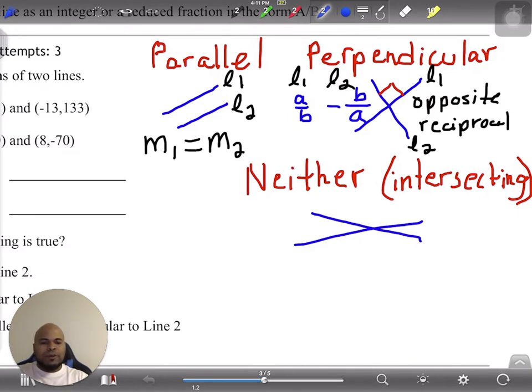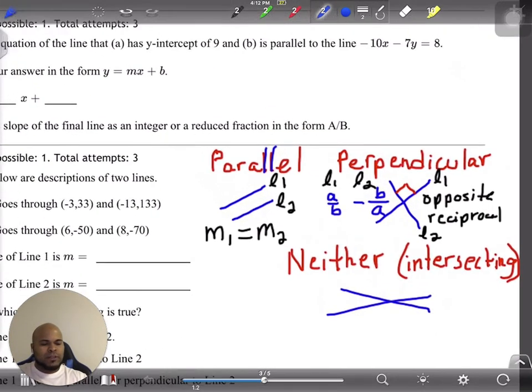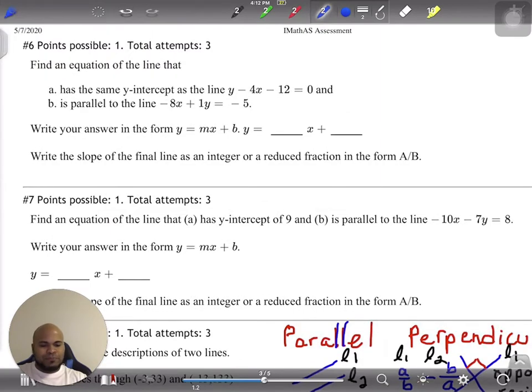Something to remember, what's the difference between parallel and perpendicular, is that the word parallel itself has two parallel lines. Okay, it has two parallel lines. The word parallel has two parallel lines in it. All right, so here we go.